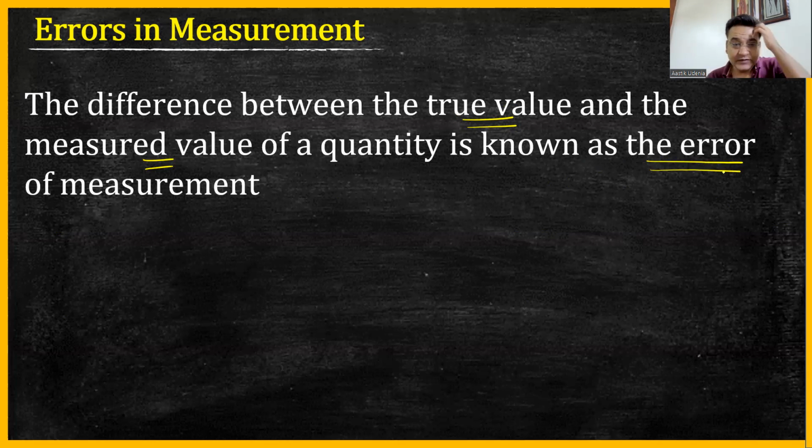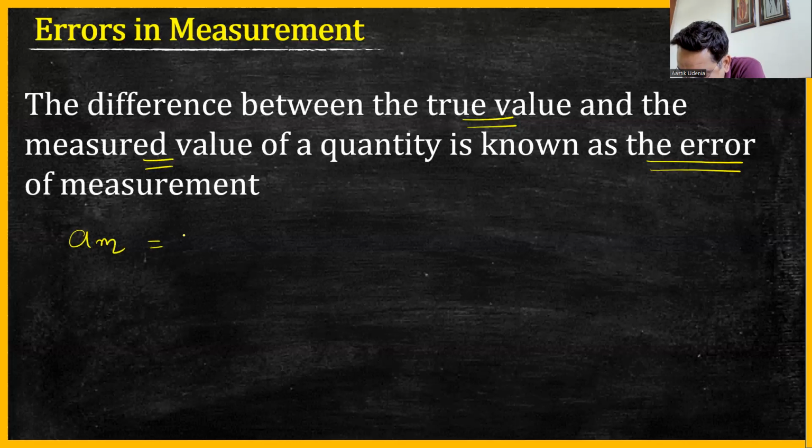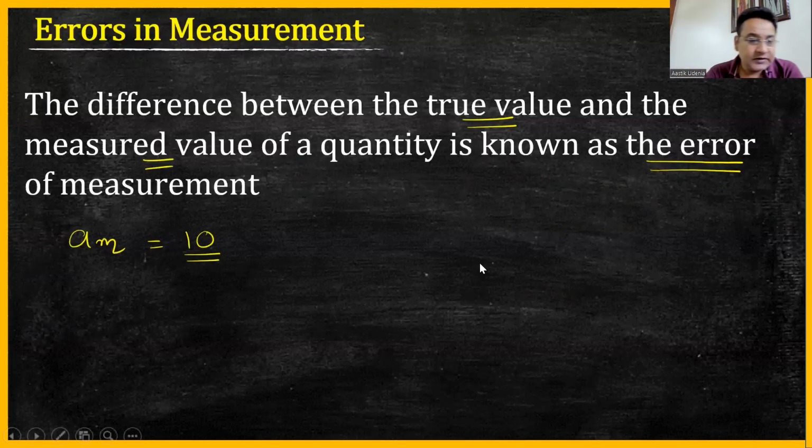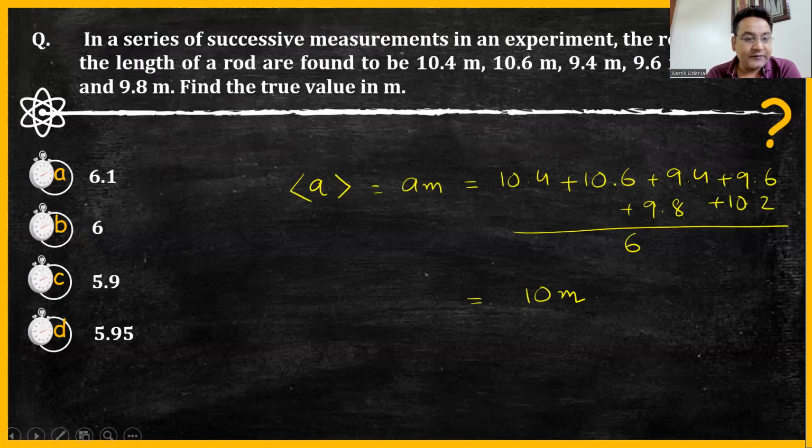So if I take the previous example, the true value, the mean value was coming as how much? It was coming as 10. Yes or no? Yes, sir. So if I go back to the previous question, the mean value, as you can see, is 10, and in different cases, you got different values.